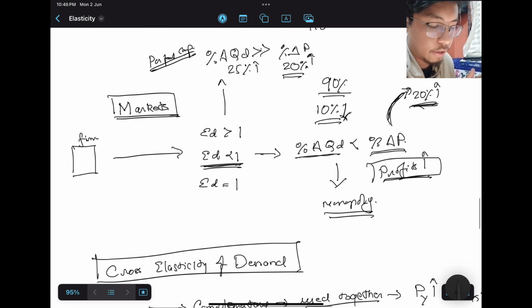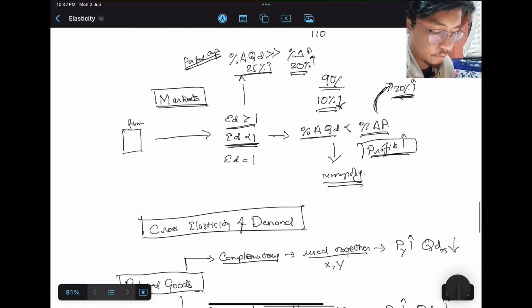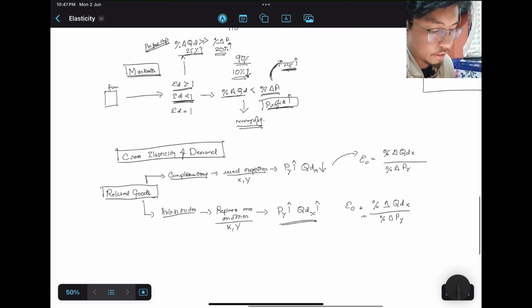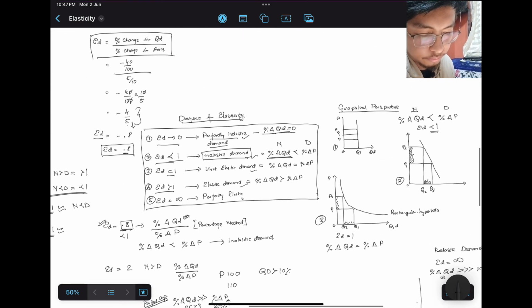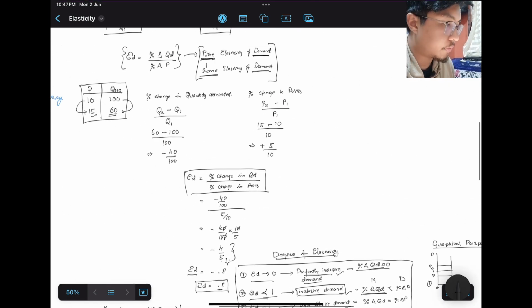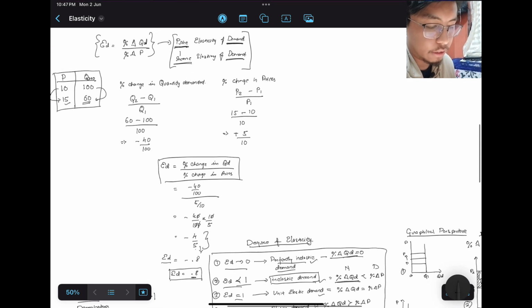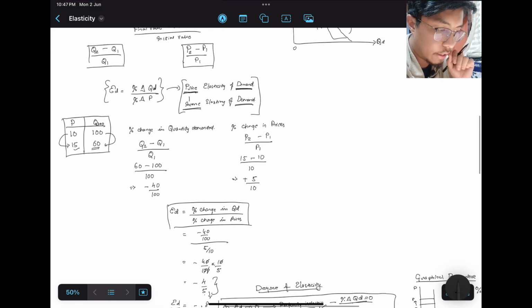But then if it is more than 1, if it's elastic, okay, when the price change is going to trigger a higher percentage response from my quantity demanded, then obviously I'm not going to make the change. Okay, then cross elasticity of demand. So I think with this we've completed your elasticity of demand. Okay, next we'll be starting off with inflation.